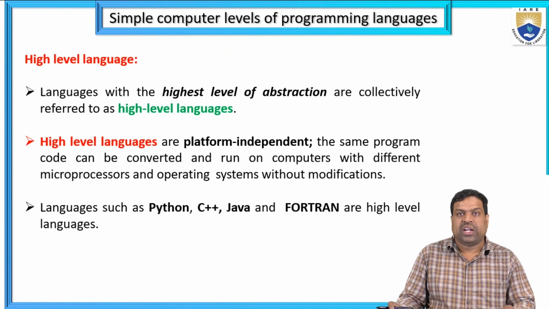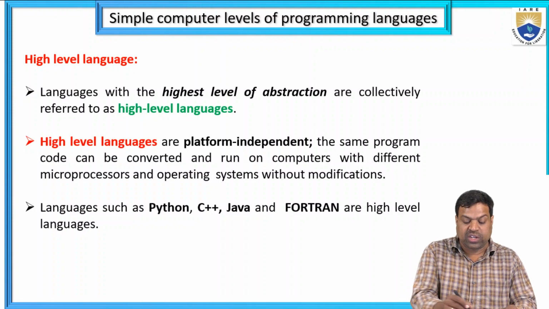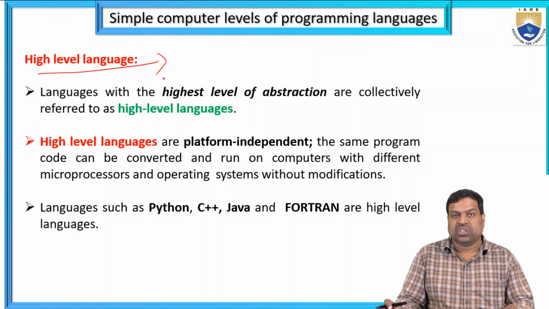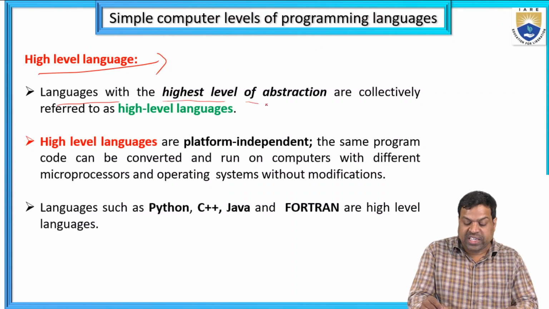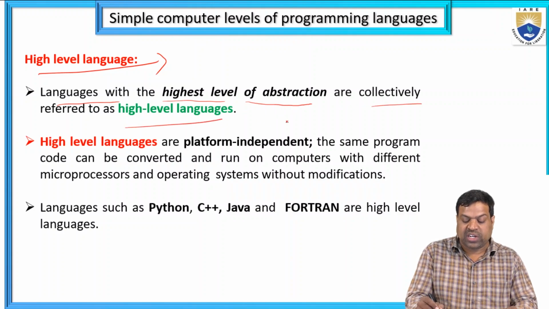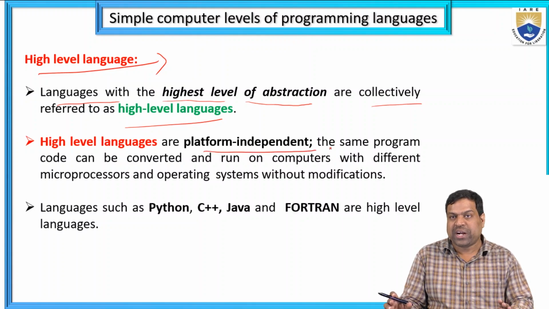Languages with the highest level of abstraction are collectively referred to as high level languages. High level languages are platform independent. The same program code can be converted and run on computers with different microprocessors and operating systems without modification. Languages such as Python, C++, Java and Fortran are high level languages. So here I am talking about high level languages and how they are converted to machine language.